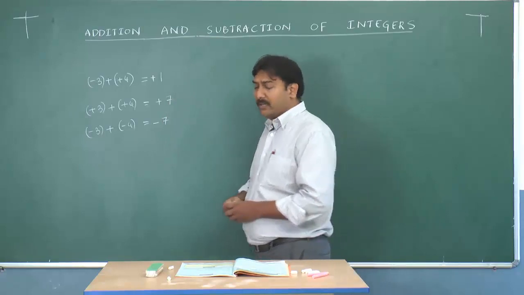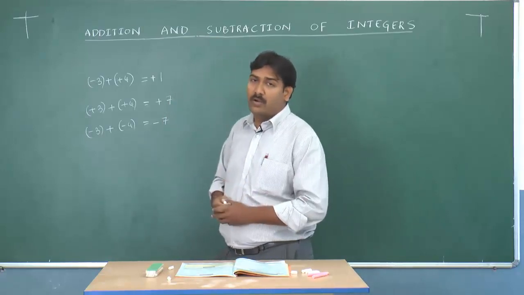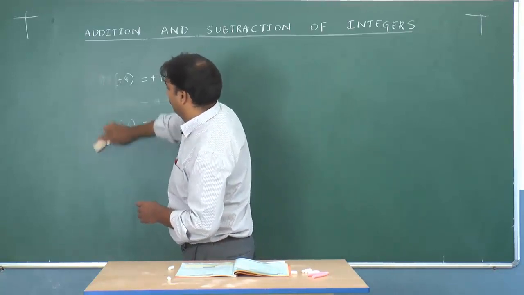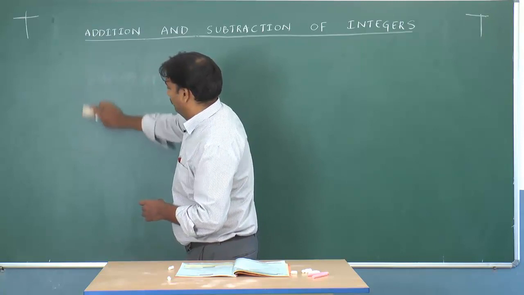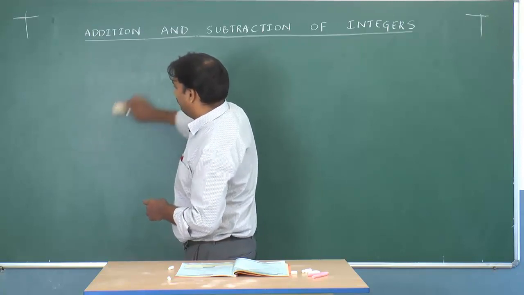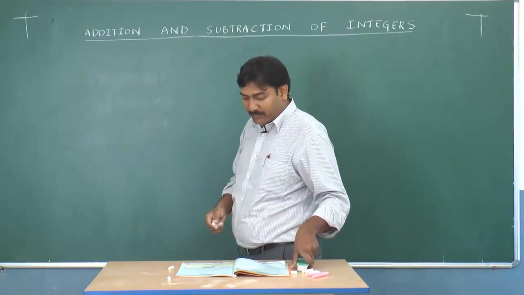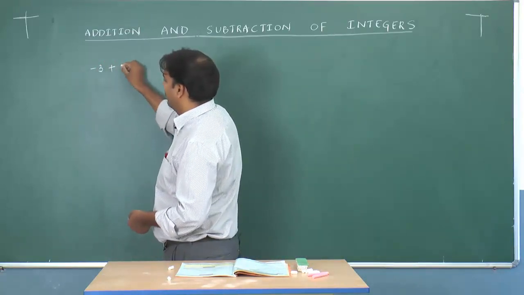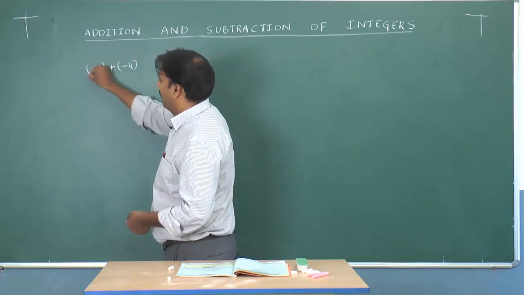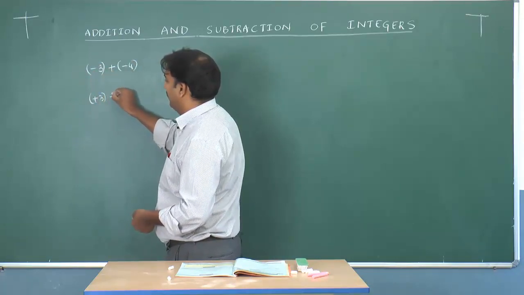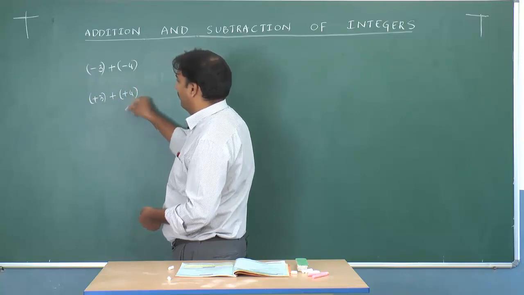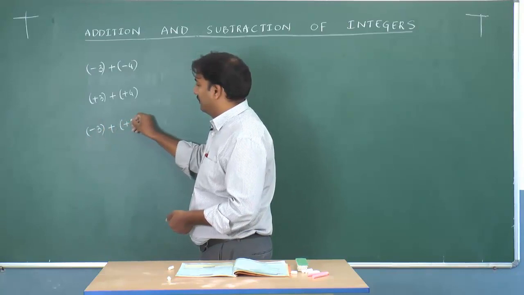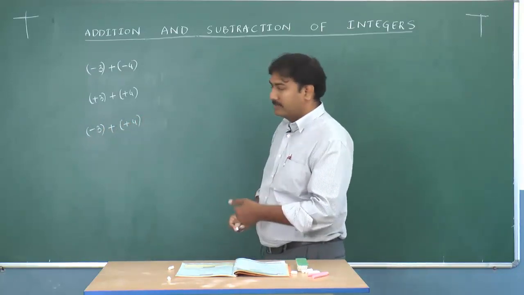Now let us see the representation of these rules on the number line. The previous examples I have taken are minus 3 plus minus 4, the next one is plus 3 and plus 4, and the third one is minus 3 plus 4. Now let us see the results once again.